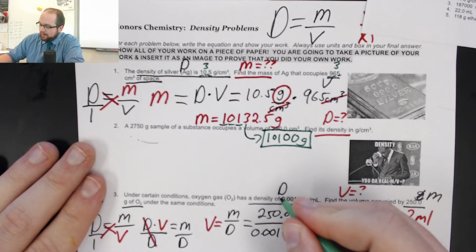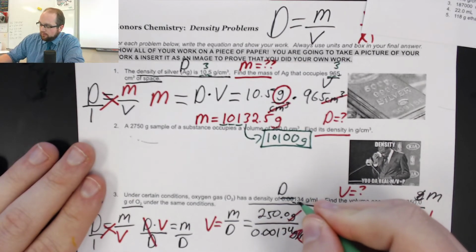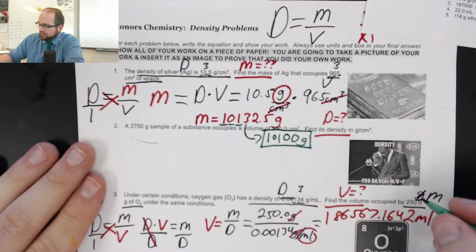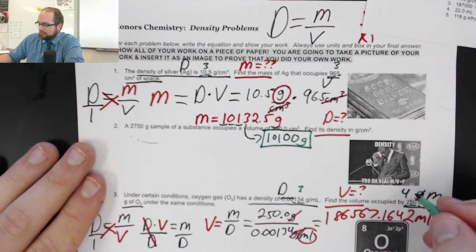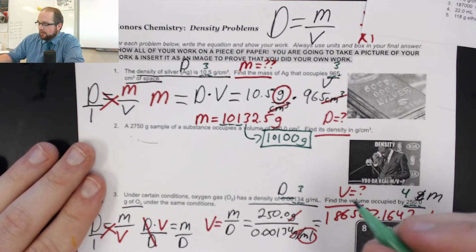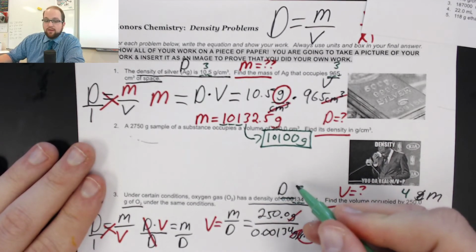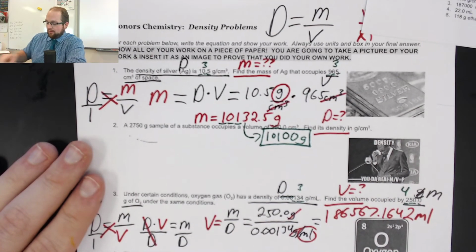Remember that all of our leading zeros here are not significant zeros, but 1, 3, and 4 give us a total of 3 sig figs. And then 250.0, that decimal place means that we have 4 significant figures here. So I have a number with 3 sig figs and a number with 4 sig figs. So I'm going to round my answer to the least precise. That's the 3 significant figures.